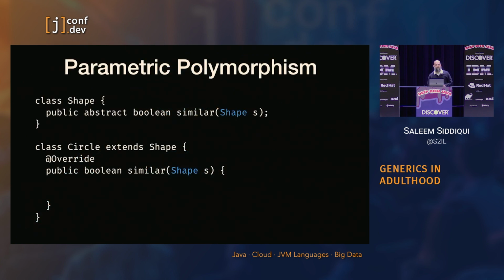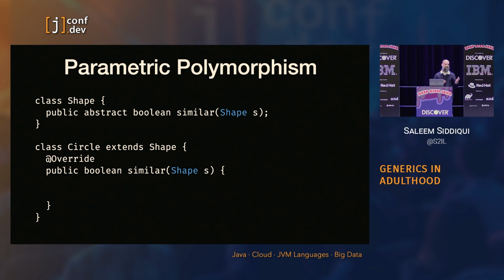So if you have that hierarchy, how would you implement parametric polymorphism? You would have a class Shape, and let's say you want to define a concept: are two shapes similar? That's a geometric concept. For example, all circles are similar because they really are the same shape. Rectangles are similar when the ratio of their two sides is the same.